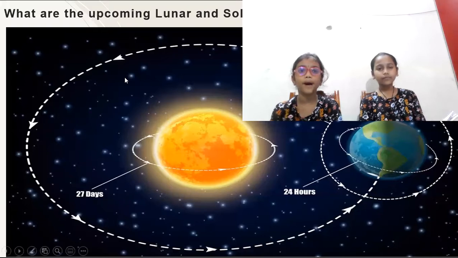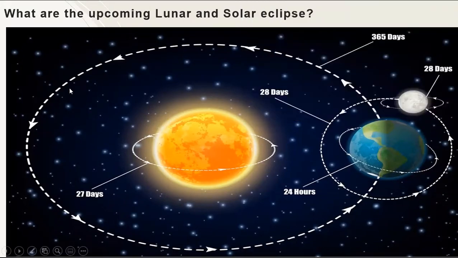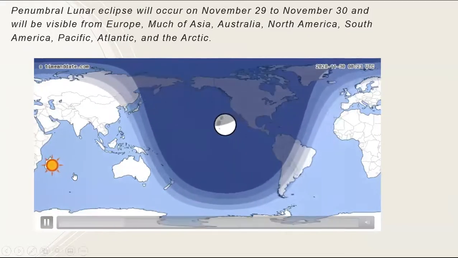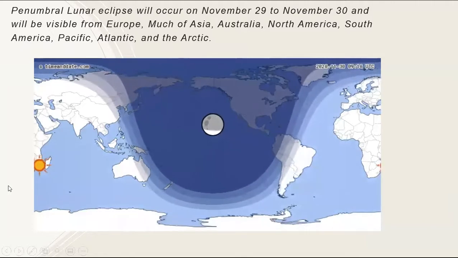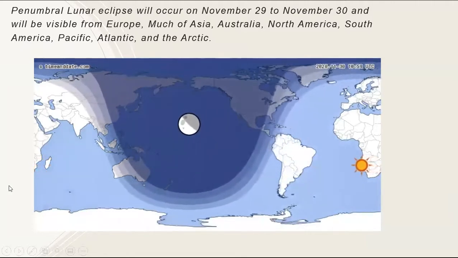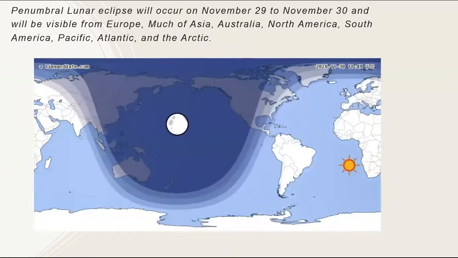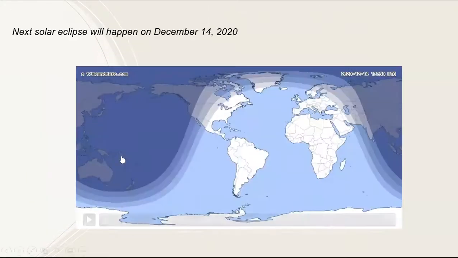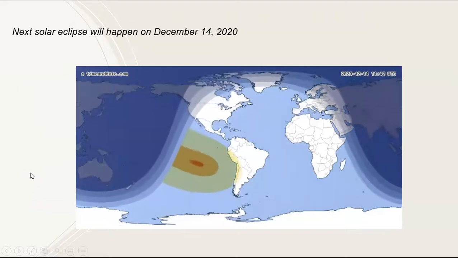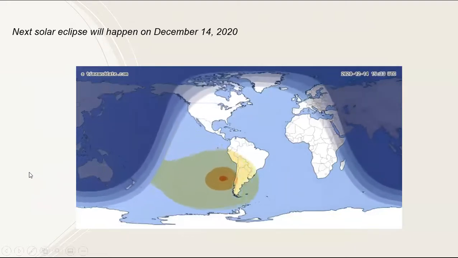What are the upcoming lunar and solar eclipses? A penumbral lunar eclipse will occur on November 29 to November 30 and will be visible from Europe, much of Asia, Australia, North America, South America, the Pacific, Atlantic, and the Arctic. The next solar eclipse will happen on December 14, 2020.